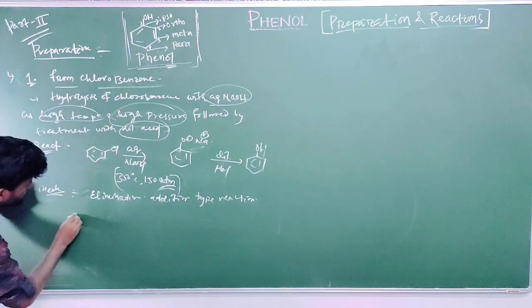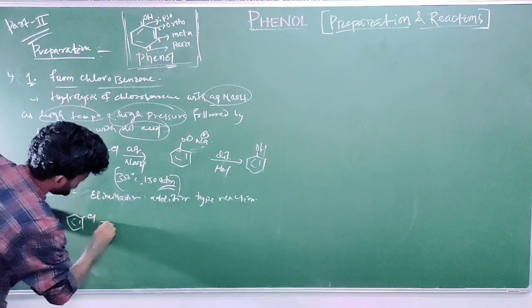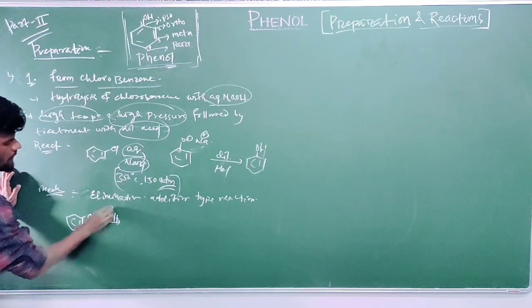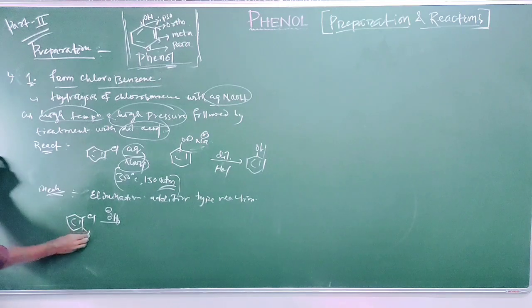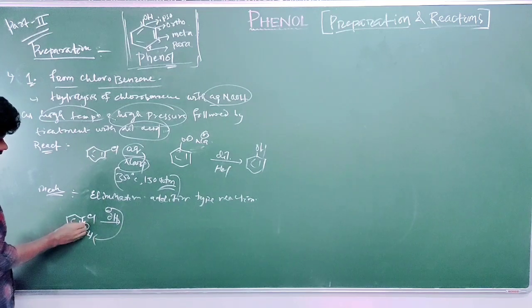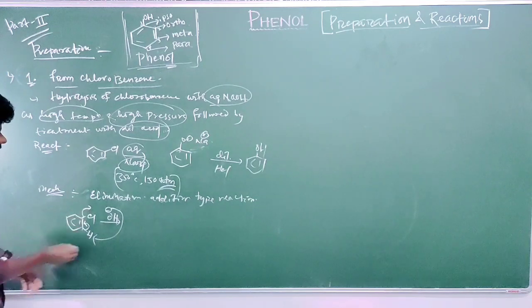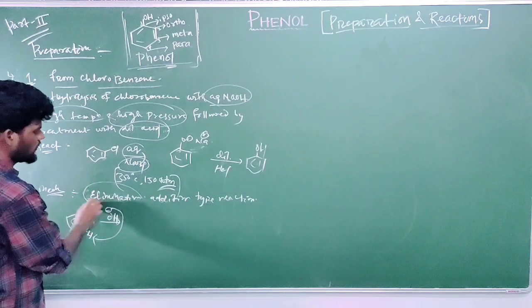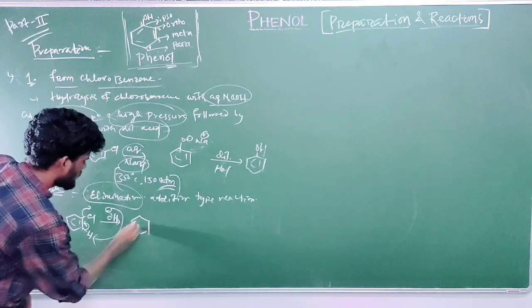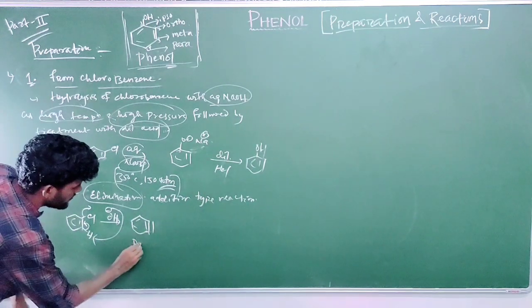See the mechanism here. This is chlorobenzene, and to it we are adding aqueous sodium hydroxide. Sodium hydroxide behaves as a base, so it will abstract this hydrogen, and the bond moves over to form a carbon-carbon triple bond, and the Cl group is released. This step is known as the elimination step: HCl is eliminated. So a benzyne intermediate is formed. This intermediate is known as benzyne.